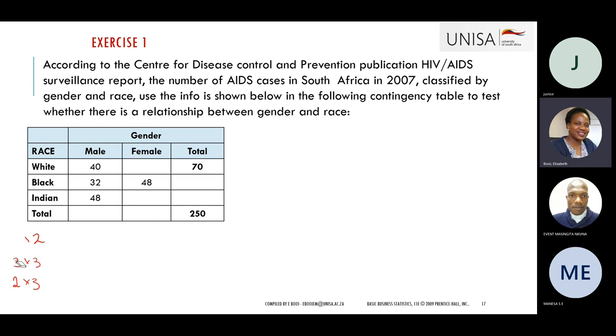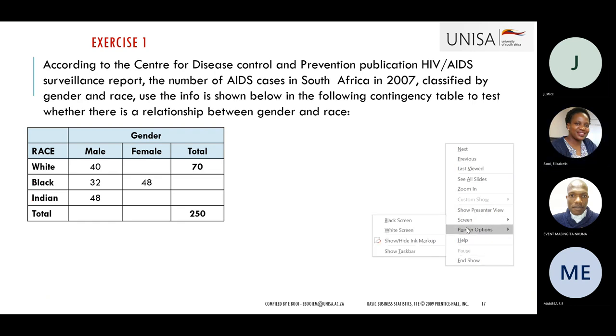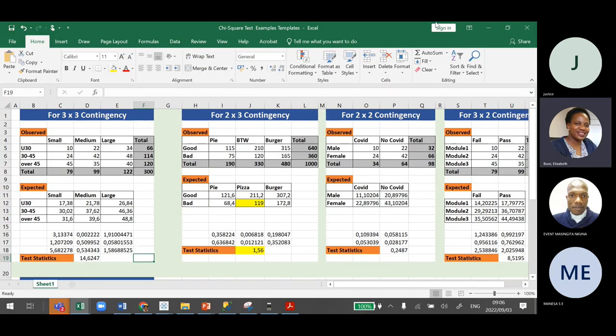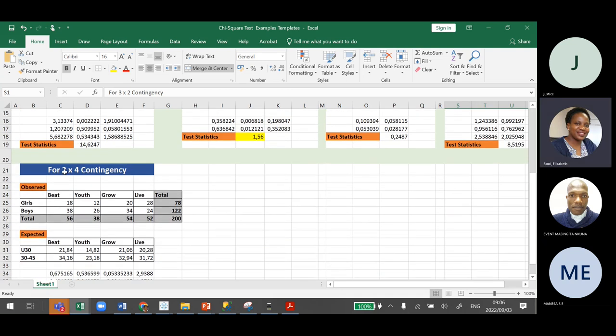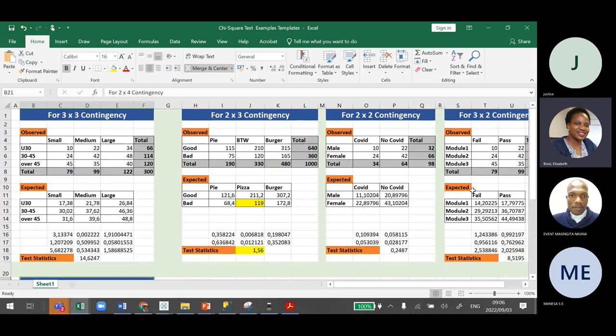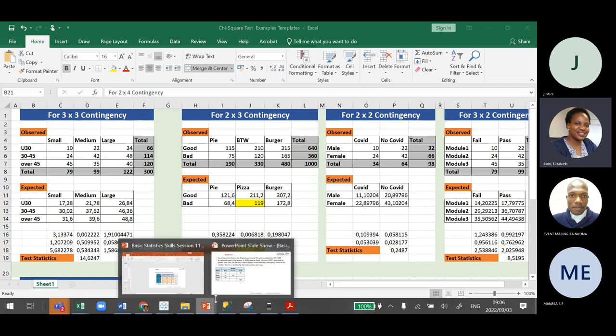Now I want to introduce, based on what you just learned, I know that it might be a little bit tricky, but you will have to practice. We're going to introduce the template. On this template, I've created a 3x2 contingency table, a 2x3 contingency table, a 2x2, and a 3x2. There can even be more than that, depending on what you need to calculate. I also have here at the bottom a 2x4 contingency table. So you can always look at this and see which one better suits the contingency table you are working with.